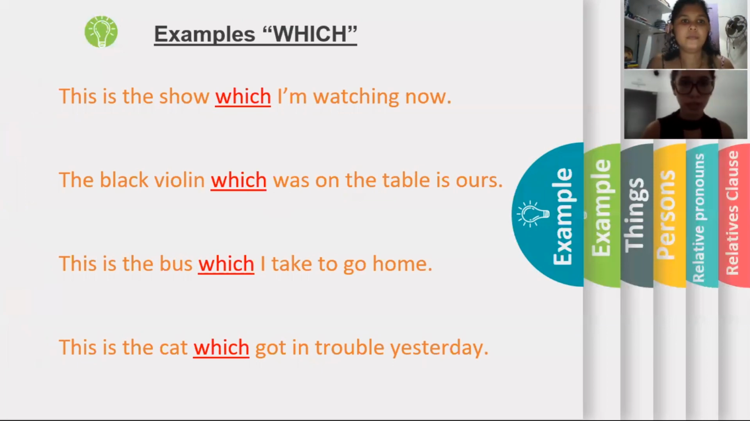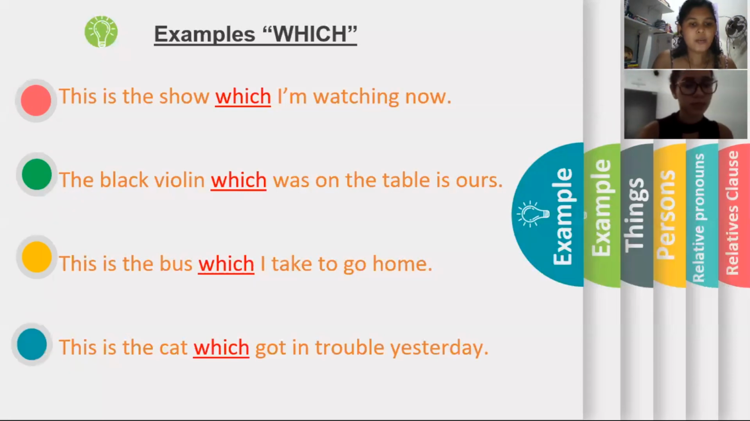Examples with which. Pay attention. Which is used to refer to objects, animals, feelings, things, and so on. For example, this is the show which I'm watching now. The black violin which was on the table is old. This is the bus which I take to go home. This is the cat which got in the trough yesterday.